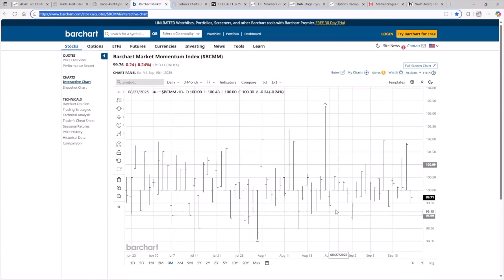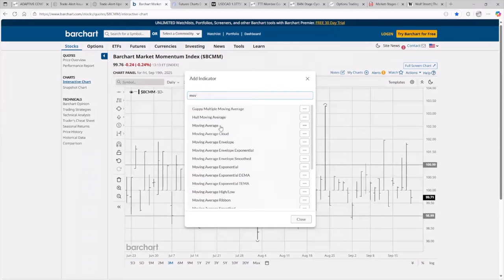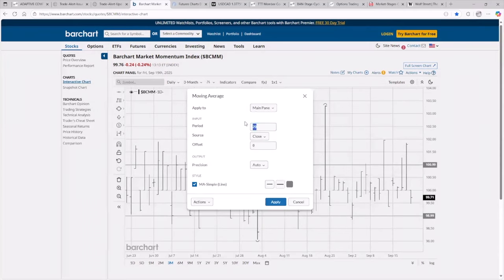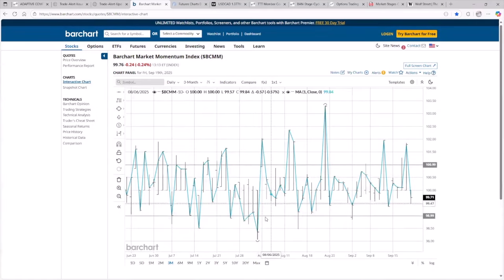So for example, we'd only be looking for these oversold levels whenever the market ideally closes down below these levels, which the last time here was 7/30. I'll overlay an indicator on here. We'll do a moving average, just one period so we can see with a line where that is. I'll throw some color on it and apply that.